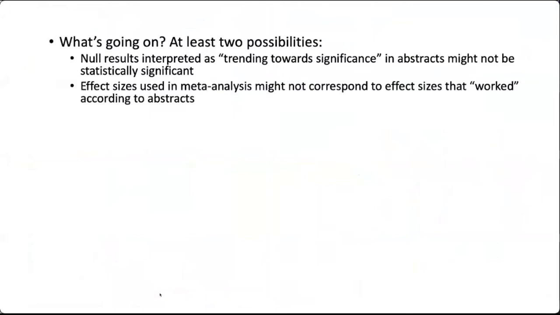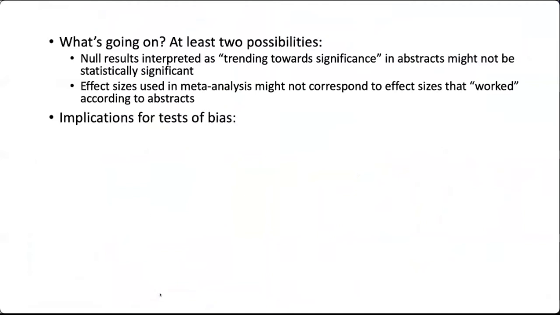How can we explain the discrepancies between the forest plot and the study abstracts? I can think of at least two possibilities. No results interpreted as trending towards significance in the abstract might not be statistically significant. Effect sizes used in the meta-analysis might not be the same effect sizes as those that worked according to the abstracts.